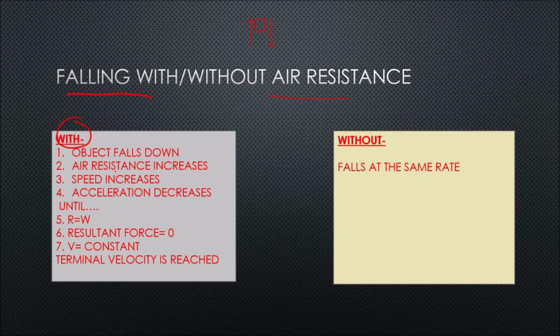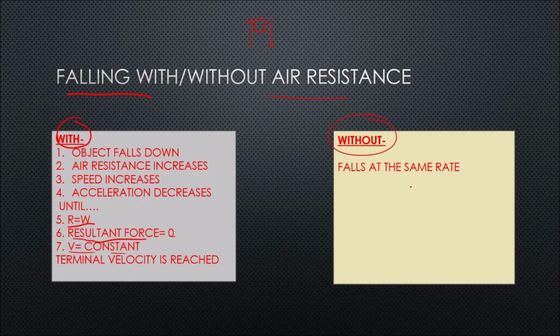and then acceleration would decrease until the air resistance is equal to the weight, the resultant force is equal to 0, the velocity is constant, and the terminal velocity is reached, and it would fall down at constant velocity.